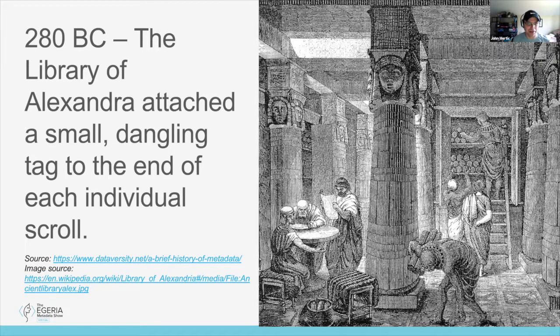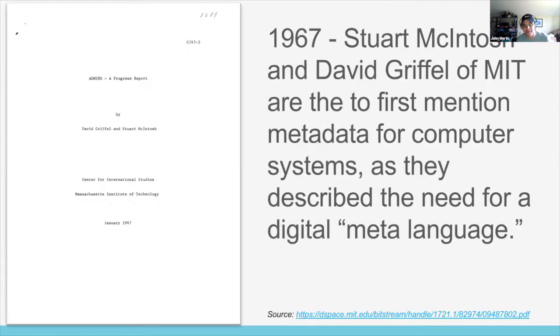Now, if we skip forward many centuries to the 1960s, this is the first time the concept of linking metadata with computer systems happened. It happened within a paper by David Griffel and Stuart McIntosh at MIT, about a project called Admins, an internal project doing data cataloging. Within it, they described the need not just for metadata, but also a meta language: some sort of terminology and vocabulary that can span multiple different computing systems. This is where we see that rooting happen.